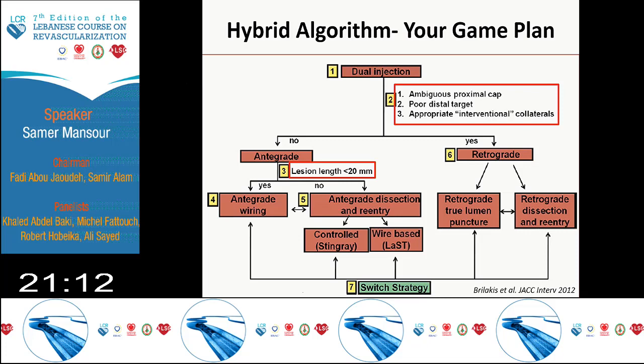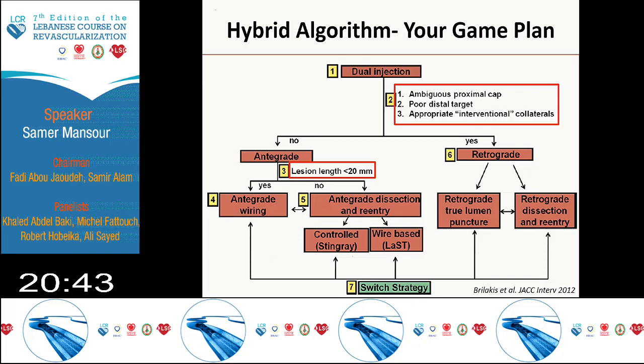So dual injection is a base. You cannot perform a CTO PCI without having a dual access unless all your collaterals are from the same side, but usually in the majority of cases you have contralateral collaterals. The first thing you look at is if your proximal cap is ambiguous or not. You look at the distal target, if you have a good or poor distal target, and if you have appropriate interventional collaterals. If you have any of those points, then you should start doing a retrograde.